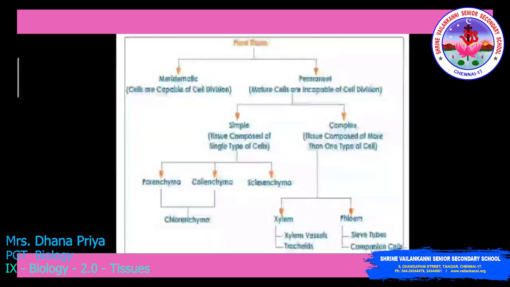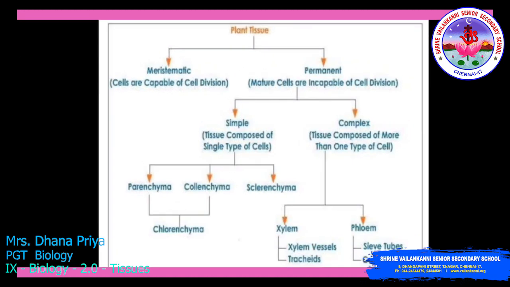Plant tissues are of two types. One is meristematic and the other one is permanent. Meristematic tissues are capable of cell division, but permanent tissues are mature cells, incapable of cell division.